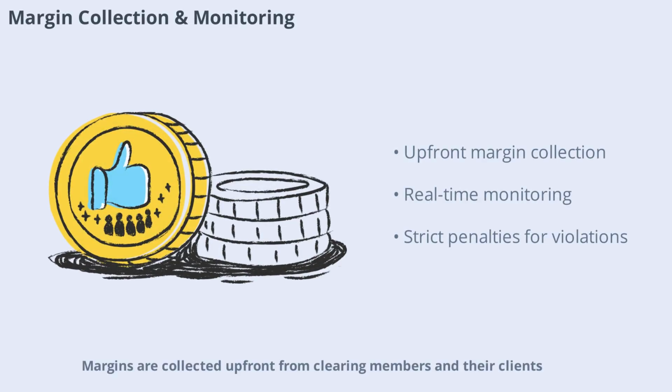Margins are collected up front from clearing members and their clients. The clearing corporation monitors total margin requirements in real time, comparing them against available collateral. If a member fails to meet margin obligations, penalties and disciplinary actions may follow, including withdrawal of trading facilities. This strict regime ensures that all participants maintain adequate coverage for their positions at all times.